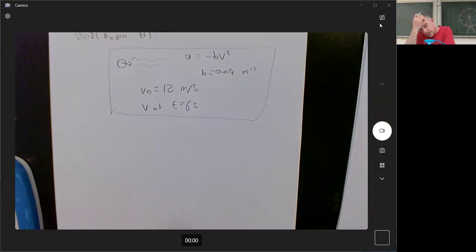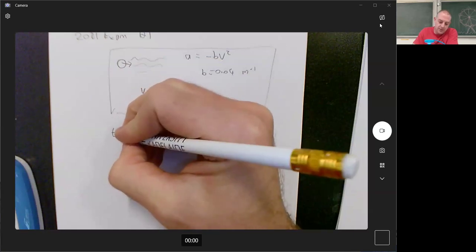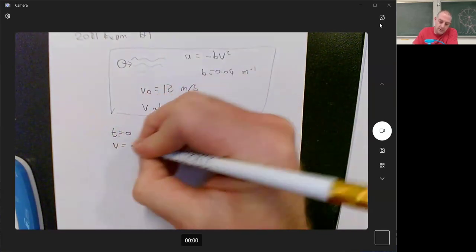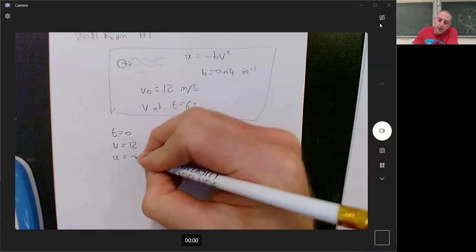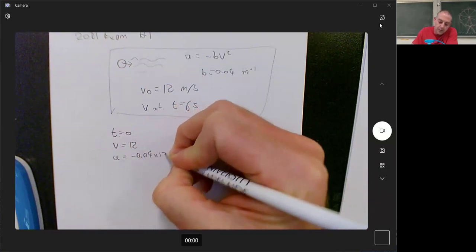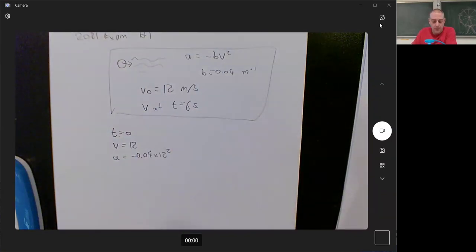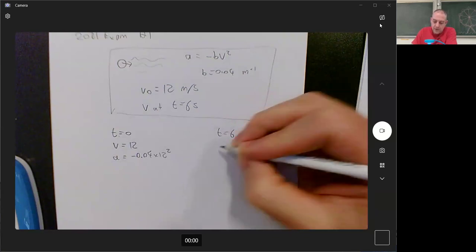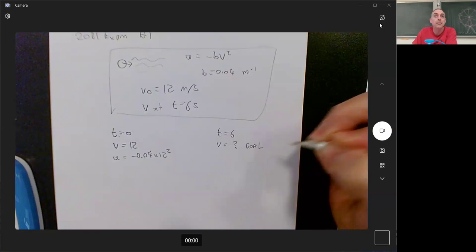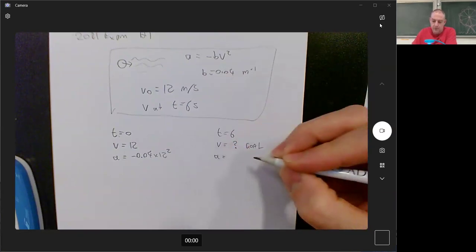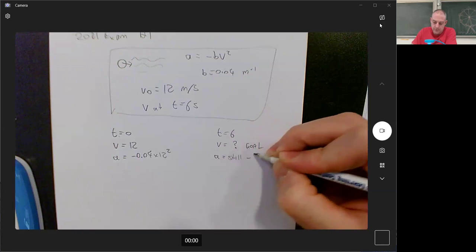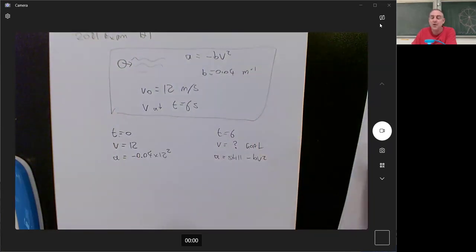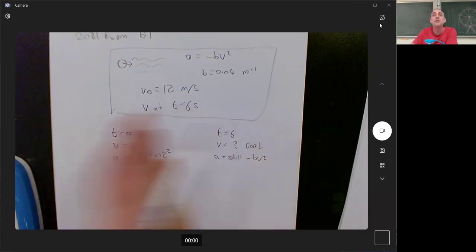And I'm thinking that to process this, when time is 0, v is 12, and the acceleration is minus 0.04 times 12 squared, I guess. And when t is 6 seconds, the v is the goal. And the acceleration will still be minus b v squared, but we don't know what that is yet. Sometimes it helps me to just write down the 2 moments that I've been asked about, so that I can think about them.